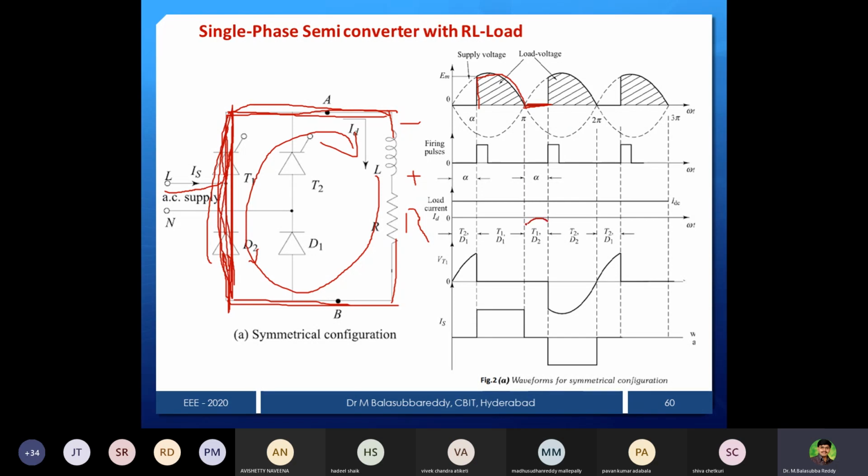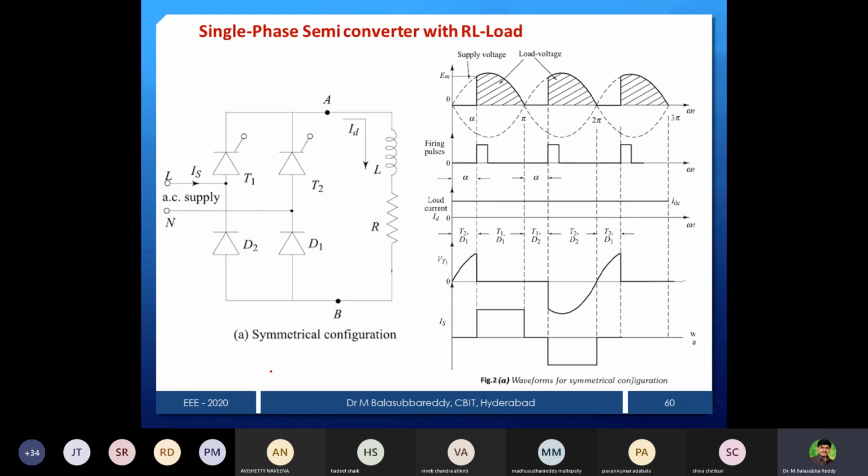That's why I mentioned this portion where T1, D2 is conducting. In the normal case it is T1, D1, and once it reaches pi, energy dissipation takes place and T1, D2 conduct. That is the reason, even with an RL load, you are not getting any negative voltage. So the semi-converter is a first quadrant converter. It is a motoring operation alone. Whether you use R load, RL load or any load, you will get only motoring operation.